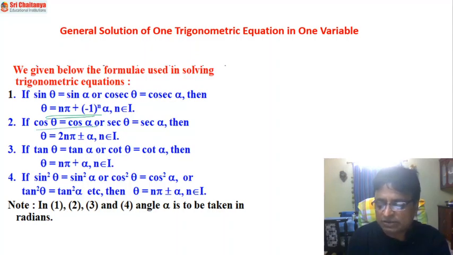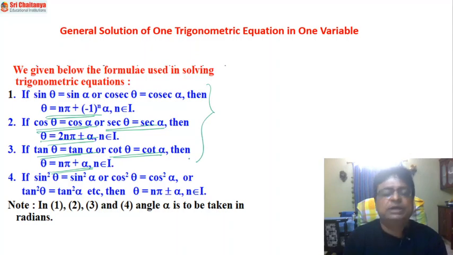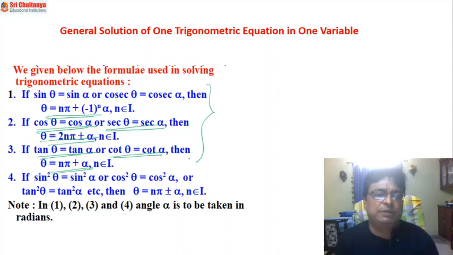Similarly, cos theta is equal to cos alpha, or secant theta is equal to secant alpha. Then for that, the general solution is this one. Tan theta is equal to tan alpha, or cot theta is equal to cot alpha. For this, the general solution is this one. These are the most important general solutions for the trigonometric equations in one variable.